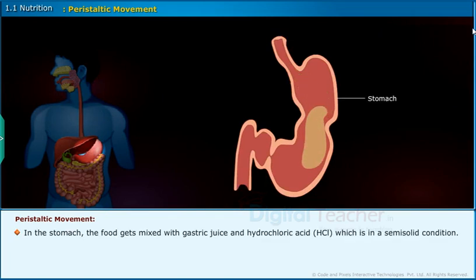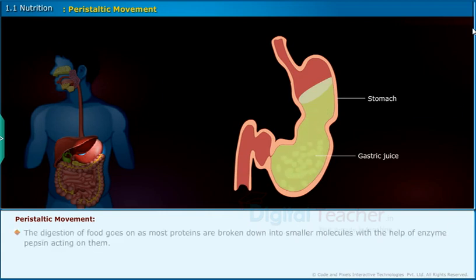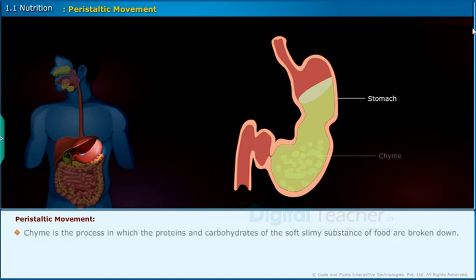In the stomach, the food gets mixed with gastric juice and HCl, which is in a semi-solid condition. The digestion of food goes on as most proteins are broken down into smaller molecules with the help of enzyme pepsin acting on them. Chyme is the process in which the proteins and carbohydrates of the soft, slimy substance of food are broken down.